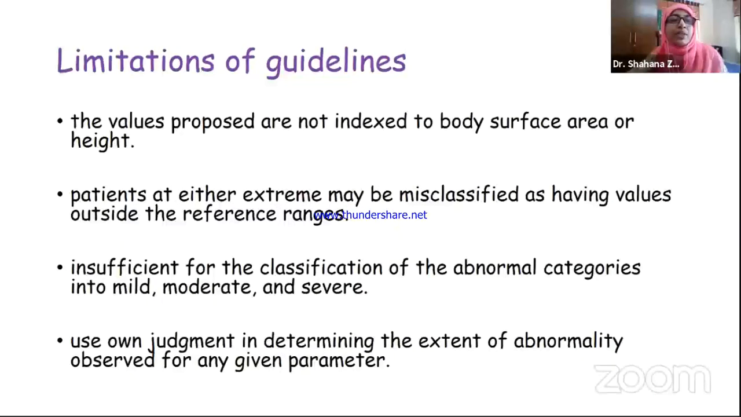But there are some limitations of these guidelines. The values proposed are not indexed to body surface area or height. Patients at either extreme may be misclassified as having values outside the reference ranges. It is insufficient for the classification of abnormal categories into mild, moderate, and severe. The interpreter has to use their own judgment in determining the extent of the abnormality observed for any given parameter.